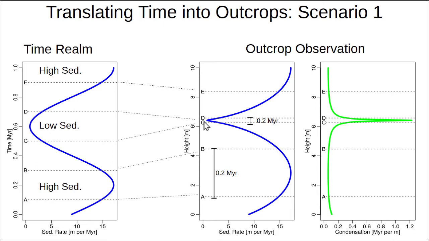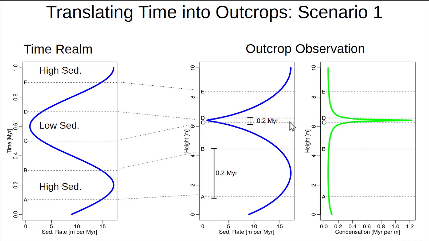and here you can see how the time correlates with the outcrop observation. What's obvious is that the time intervals with high sedimentation rate form most of the outcrop, whereas the time intervals with low sedimentation are just a very, very tiny part of the actual outcrop.